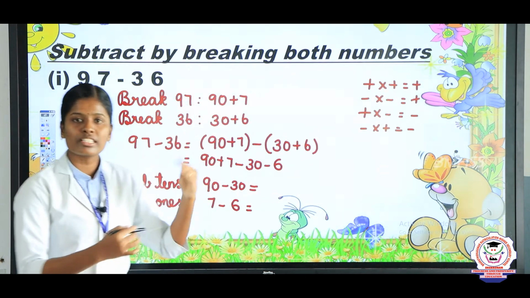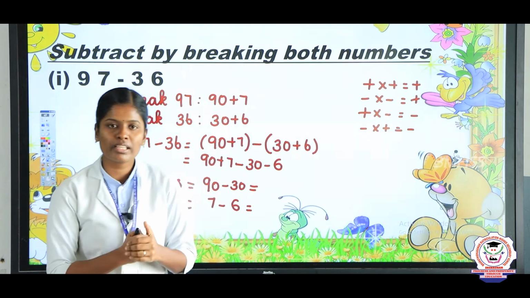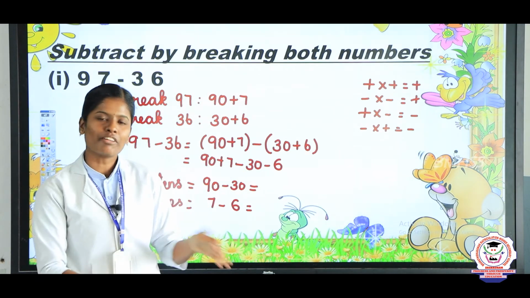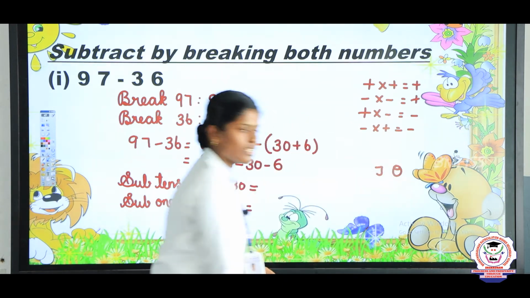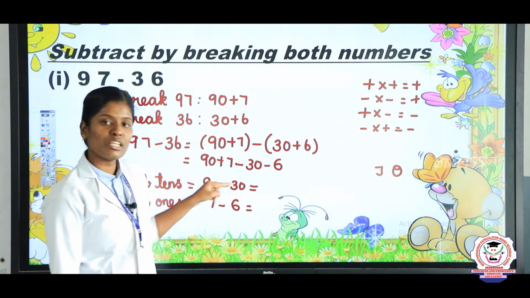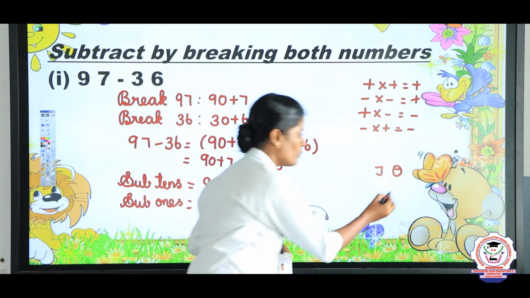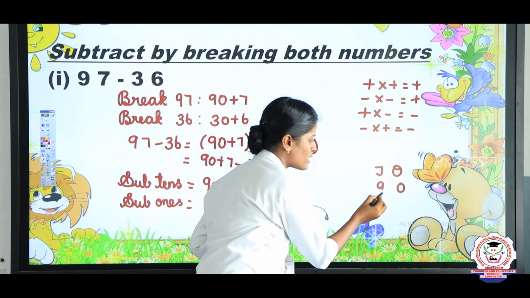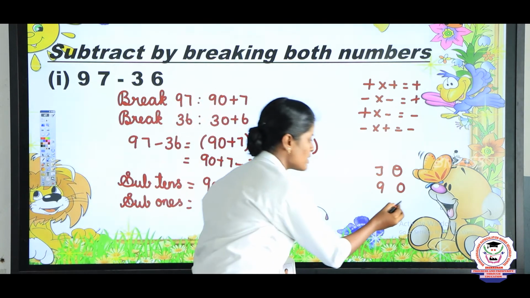Before going to the subtraction, first we will write the place values. Now tell me Nani, what is our first place value? Very good. Our first place value is ones and the next place value is tens. Here the numbers are 90 minus 30. So write the ones place value is 0 and the tens place value is 9. Here the ones place value is 0, and again the tens place value is 3.